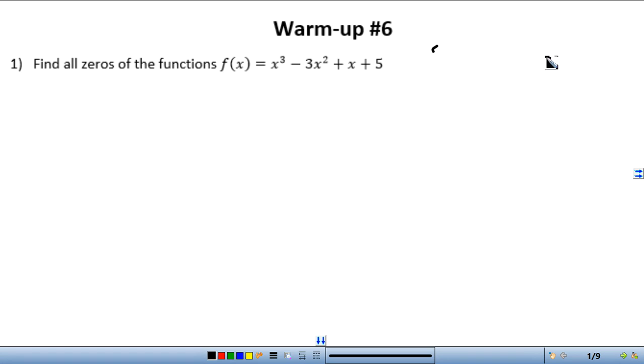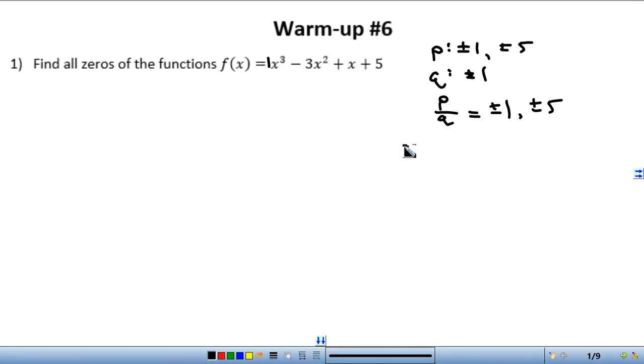So I have my p's, which is plus or minus 1 and plus or minus 5. My q, well, I have a coefficient of 1 here, so it's plus or minus 1. So that means my p over q is going to be plus or minus 1. You just take the ratio, 1 over 1, or plus or minus 5. Now, these are my rational roots, my real roots. And so I'm going to do synthetic division to find my real roots.